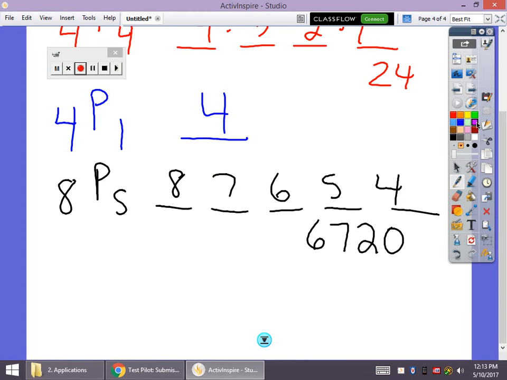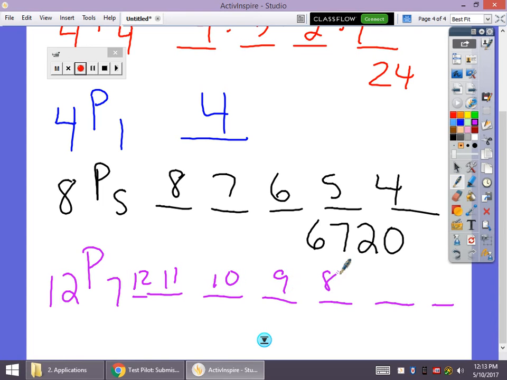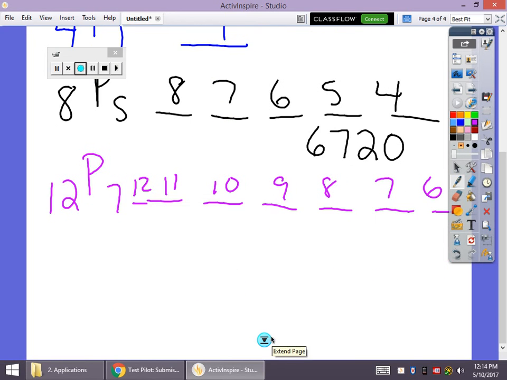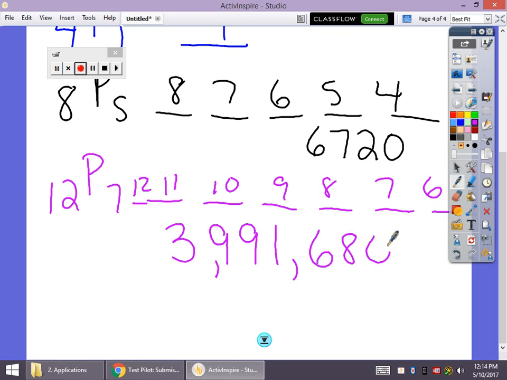Last one is 12P7. 1, 2, 3, 4, 5, 6, 7. I'll squeeze it there. 12, 11, 10, 9, 8, 7, 6. When I multiply all that together, I get a whopping 3,991,680. Did I do it right? Good? Okay, so let's look at some word problems.